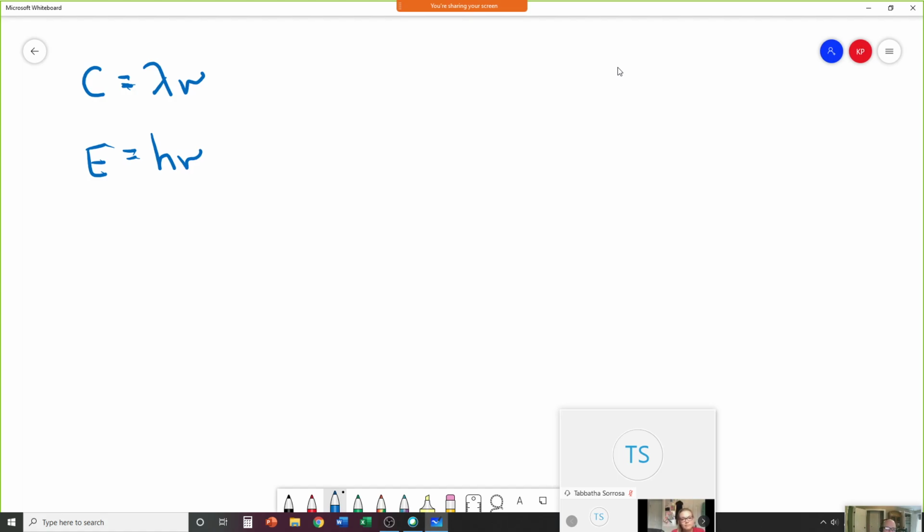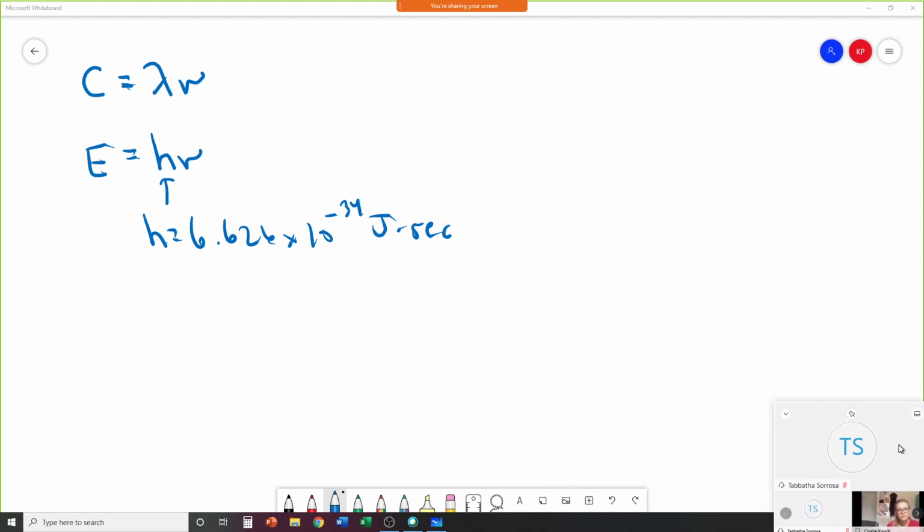All right, and now we have something where we can find the energy if we're given the frequency. And we have Planck's constant, which is our new thing, which is 6.626 times 10 to the minus 34 joule seconds. Once again, it's all about units. Everything is about units.